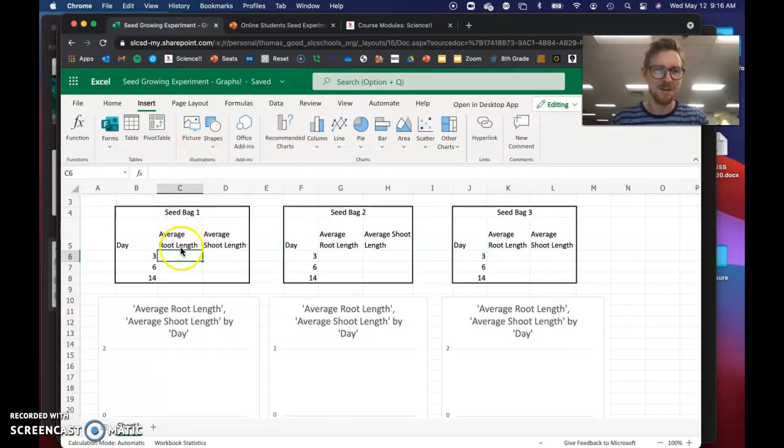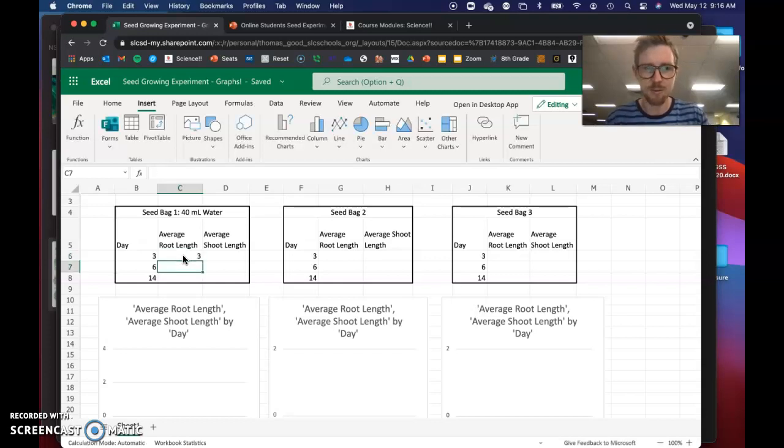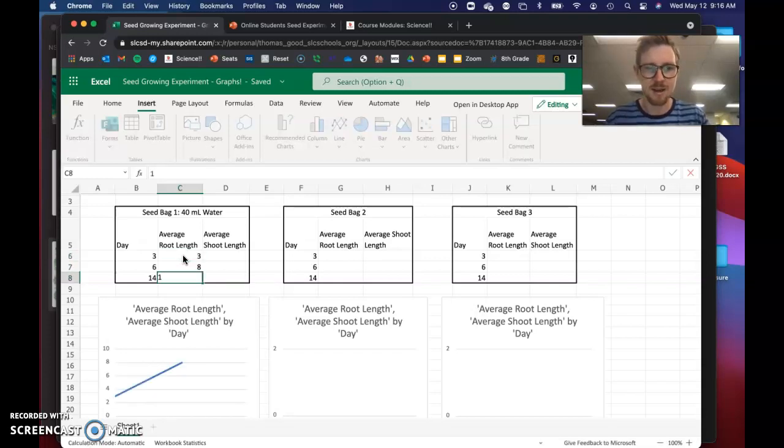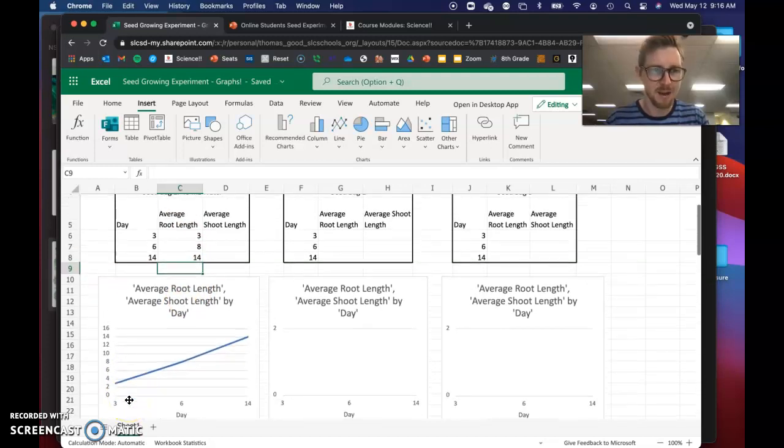Okay, so the average root length in our seed bag 1, and I might say seed bag 1 is 40 milliliters of water, just so I know. The average root length, and I'm not going to put cm in here, because Excel will get very confused if you put cm, because it thinks it's a word, not a number. Excel's kind of dumb. Okay, the next one was, remember the average was 8, and then the average was 14. And watch, when I do that, it makes the graph for me.